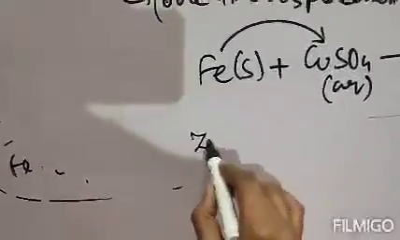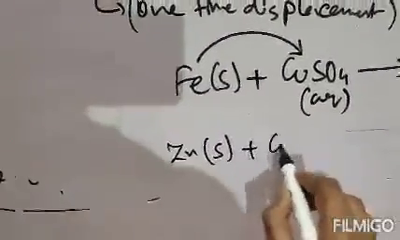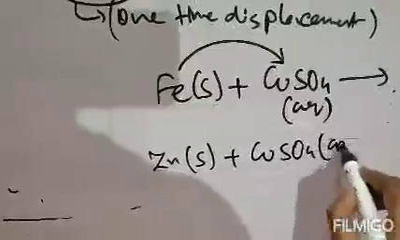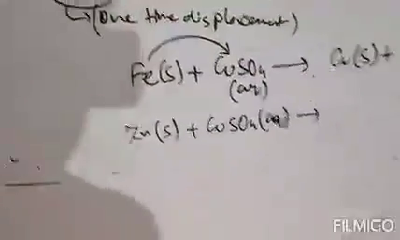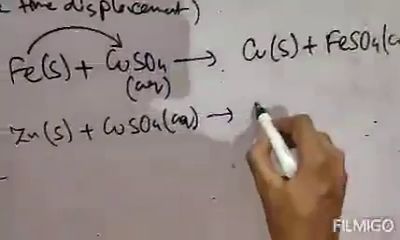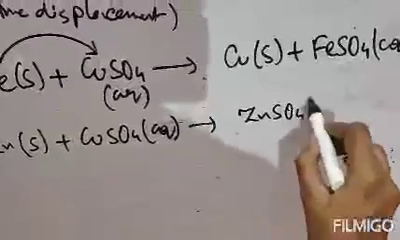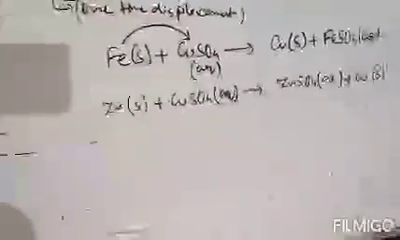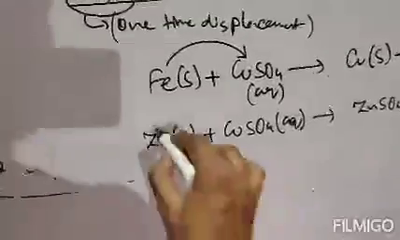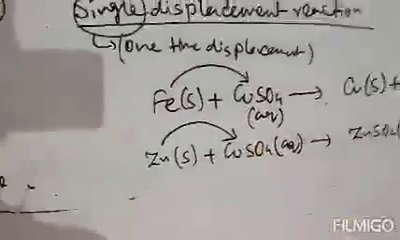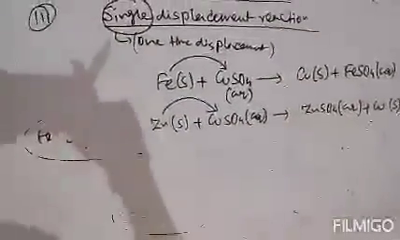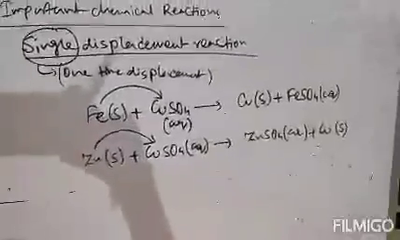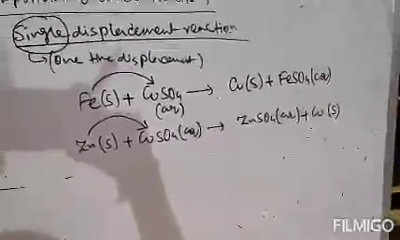Suppose zinc as solid and copper sulfate in aqueous form. When copper sulfate solution is treated with zinc, the result is zinc sulfate in aqueous form, plus copper is deposited. Here also zinc is more reactive than copper. That's why zinc displaces copper from its copper sulfate solution and produces zinc sulfate.